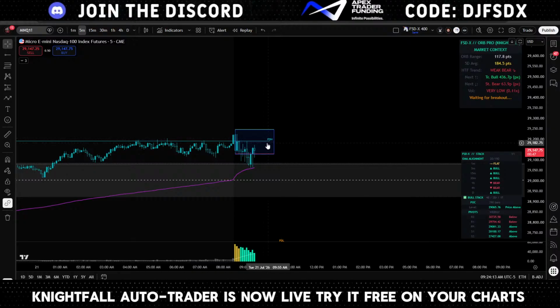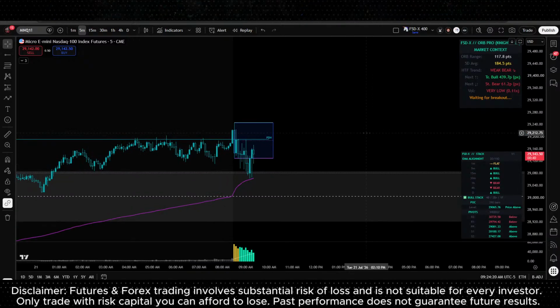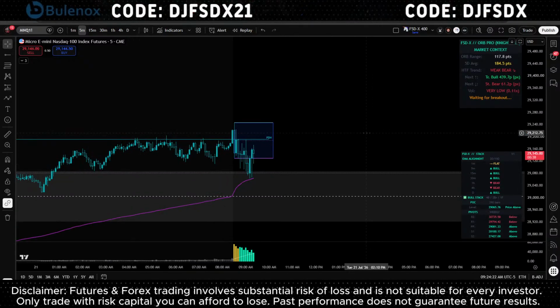Yeah, I want to see this break the 200s. But like I said, with it being a super small ORB, it's very out of character for it to be that small.